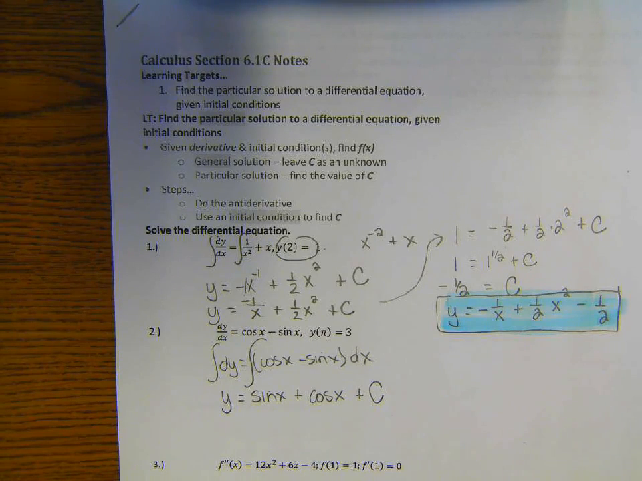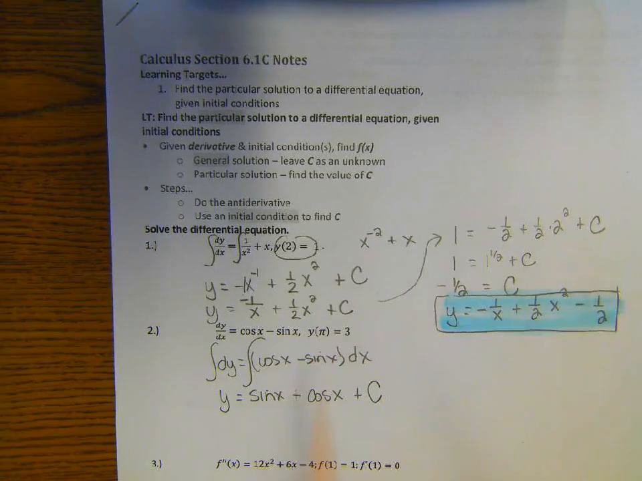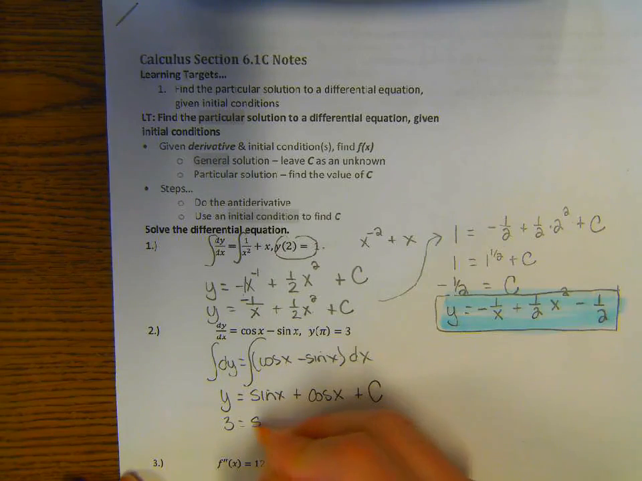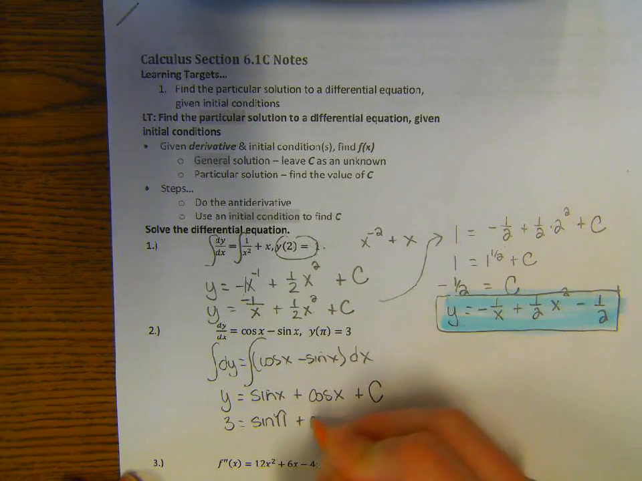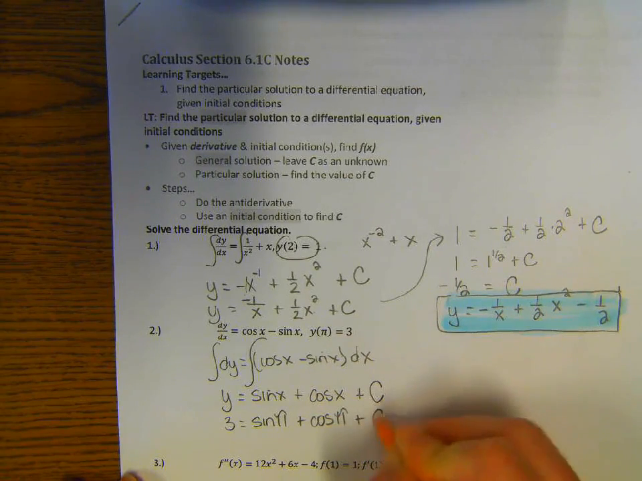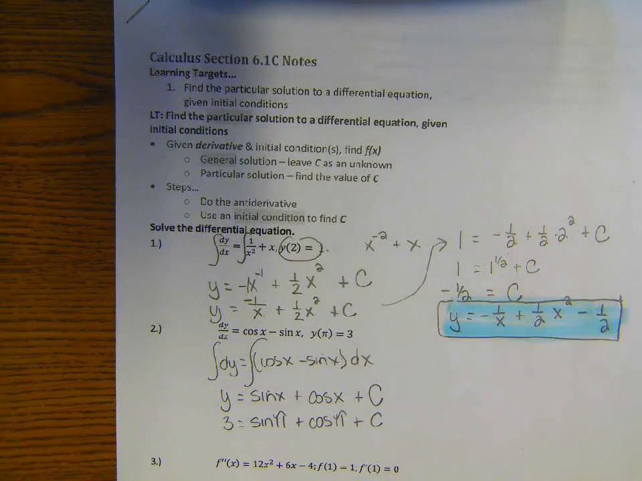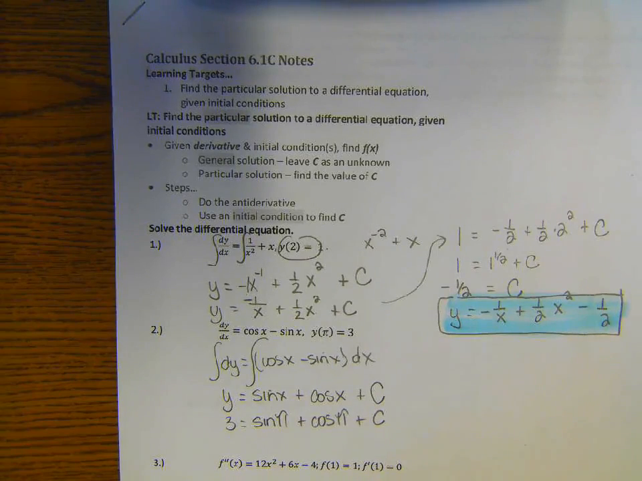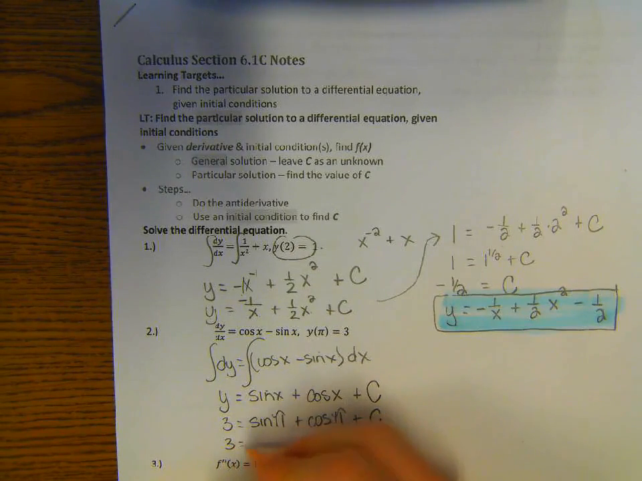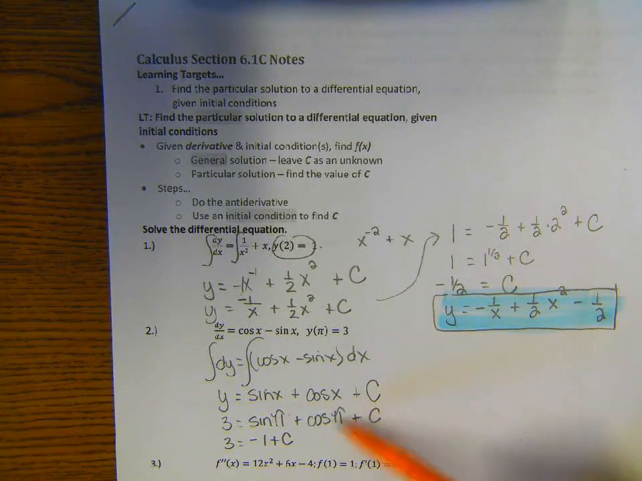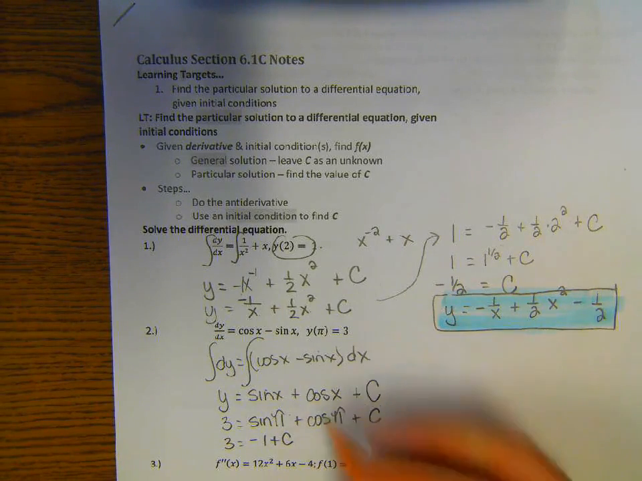All right. Let's put in our initial condition now. This is called the initial condition. It's giving you a specific point. Put pi in for x, y is 3, and see what we get. What is the sine at pi? Think on the unit circle. 0. What's the cosine at pi? -1. Very good. So sine at pi is 0, cosine at pi is -1. So what is c? Add 1 to both sides.